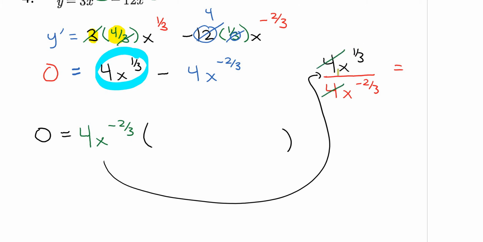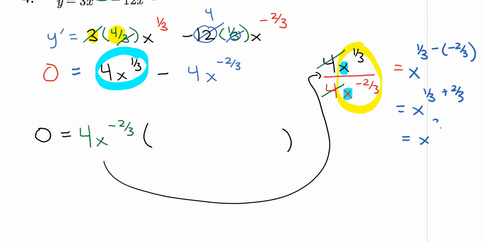And then you'll notice that the bases here are the same. So the base here is x and x. If the bases are the same, and if you're dividing, you would want to subtract the powers. So that's an exponent rule there. And that's the same thing as x to the power 1/3 plus 2/3, which is equal to x to the power of 3 over 3, which is x to the power 1, which is just x.